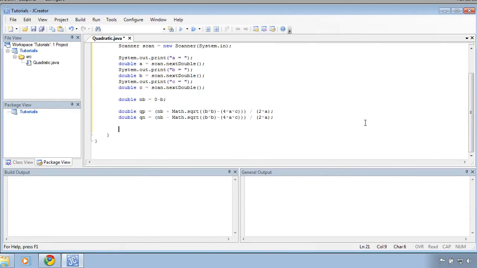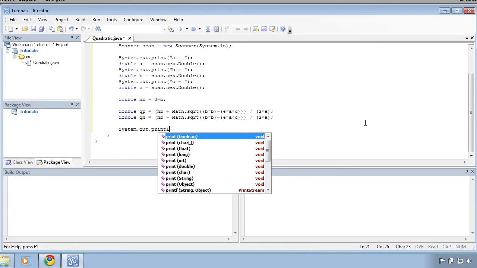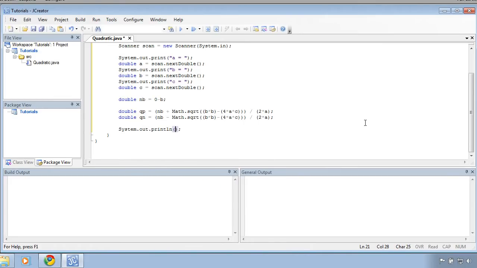This is weird to scroll. So what we're going to do is system.out.println, and we're going to have it print, the roots of the function are, and then skip a line and say x equals, and then add QP, and then add another, actually space x equals, and add QN. So now what we do at this point is let's go ahead and compile and run this.